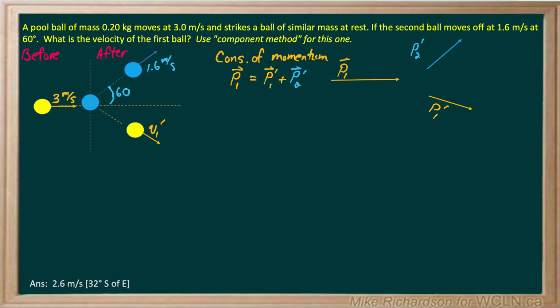They call this an oblique collision. Oblique just means anything but head-on. And the goal is, what's the final velocity of the yellow ball, or the first ball, after the collision? That's what we're trying to figure out.